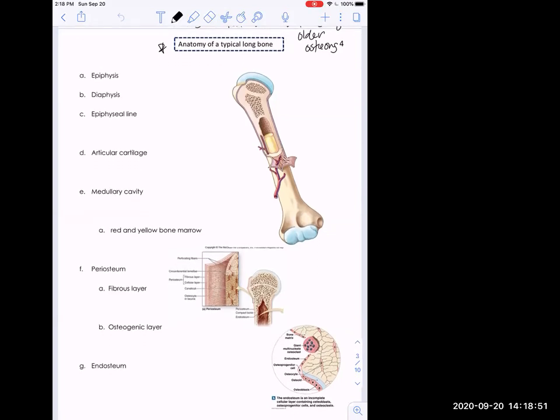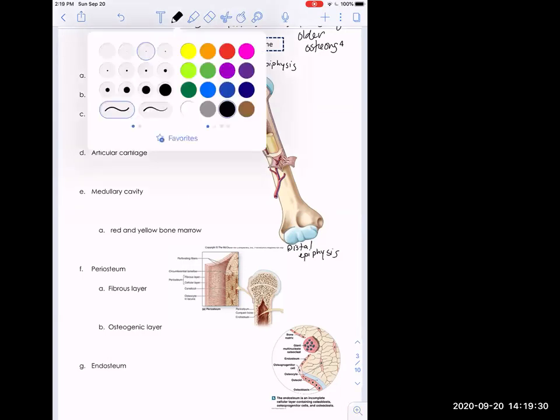So in a typical long bone, we have what we call the tips of the bones. We're not going to call them tips anymore. We're going to call each one an epiphysis. Remember, the prefix epi means above or upon. So epiphysis represents the tip of the bone. Now, each long bone has two epiphyses. It has an epiphysis that's closer to the body and an epiphysis that's further. So if we wanted to be more specific, we would label this the proximal epiphysis and distal epiphysis. So the epiphysis represents the tip of the bone.